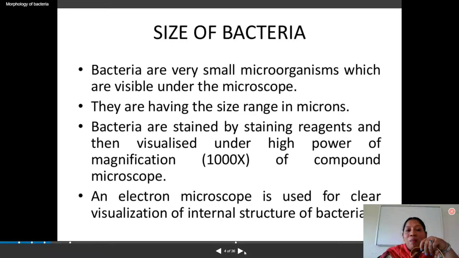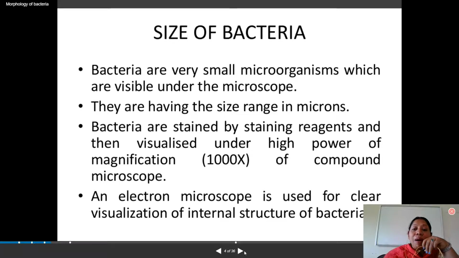Next is the size of bacteria. Now bacteria are very small. We require a microscope to see them. They are visualized under the microscope. So they are that tiny which we can't see through our naked eye. Now they have a size range in microns.